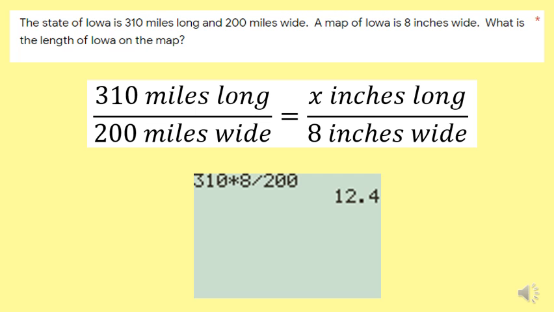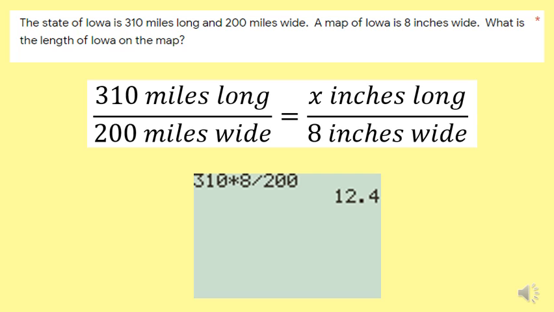And we're going to do this problem by cross-multiplying also. The thing that's important when you do that is you've got to match up stuff that goes together. So I did in the real state, we have 310 miles long and 200 miles wide. Then on the map, I need to make sure wide goes in the same place it did with the state. That's why I put 8 inches wide down on the bottom. We're trying to figure out how long it is, which is why x inches long is going to go on top. And if you do cross multiply, we get 12.4.